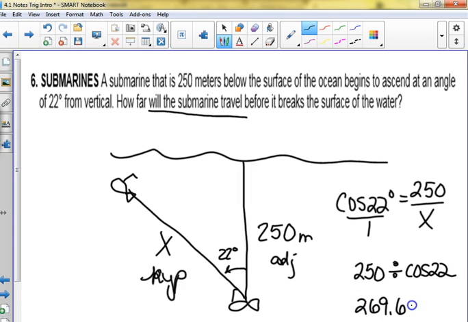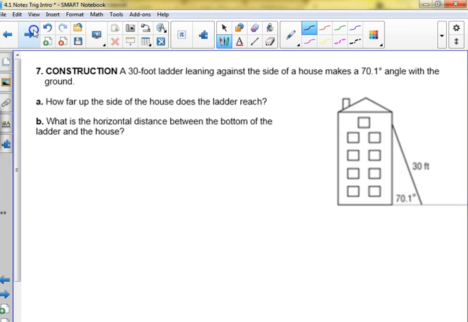269.6 meters. Are we good? All right. I want to get to an angle of elevation and depression. We could make this one. They often say the angle of elevation from the bottom of the ladder, right? This one doesn't. It says with the ground.